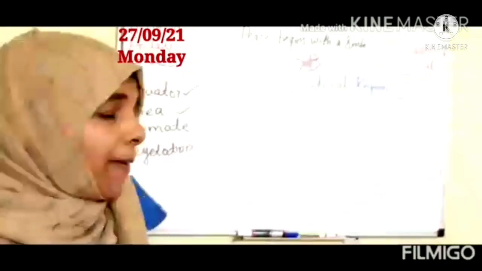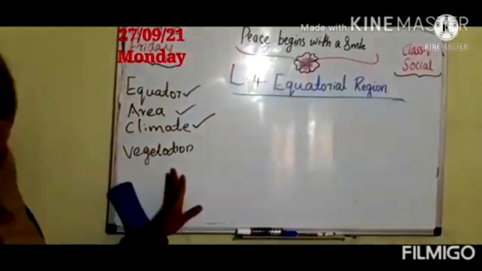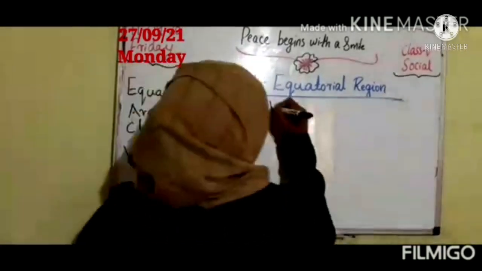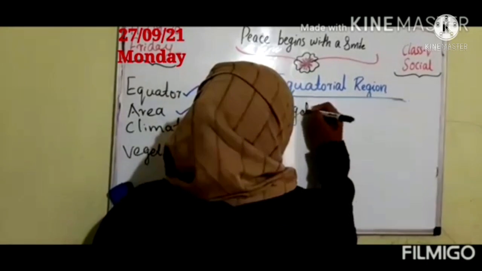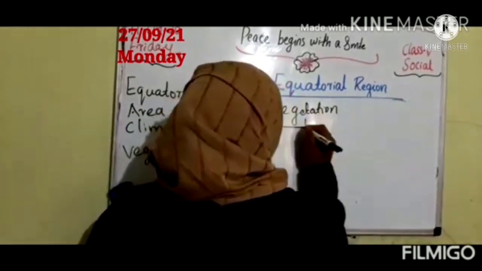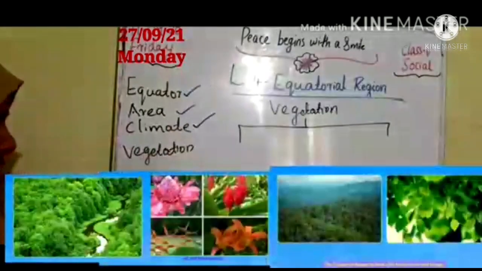Now we have learned about the climate of the equatorial region. Next we can discuss the vegetation in the equatorial region. So we can check the vegetation. What are the different types of plants that are growing in the equator region? That we can check. That is vegetation.